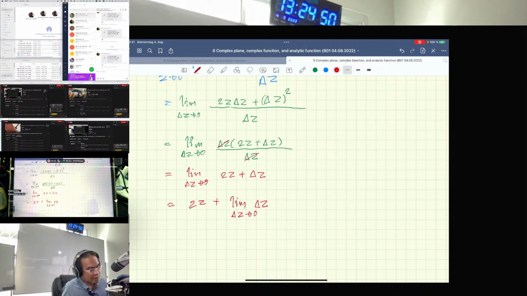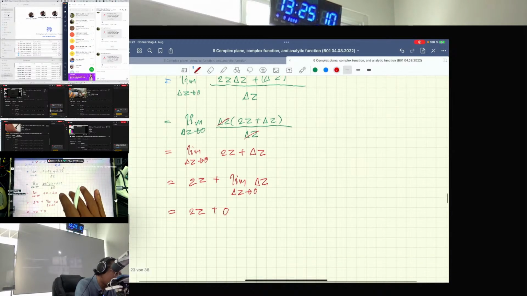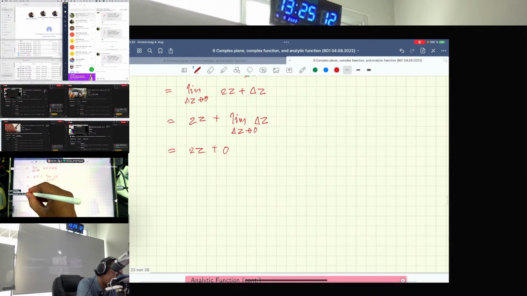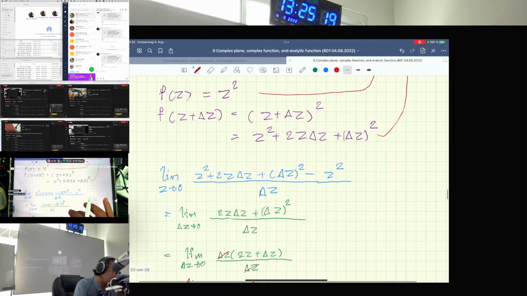Okay, and the limit of anything that tends to 0 should be 0, right? That one should be 0. So you would get 2z plus 0. All right. So the answer should be only 2z. Okay, and that's it.